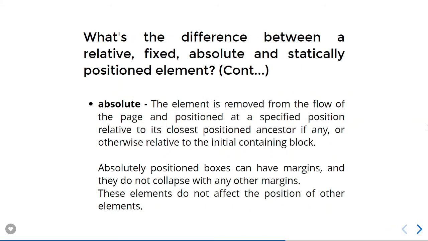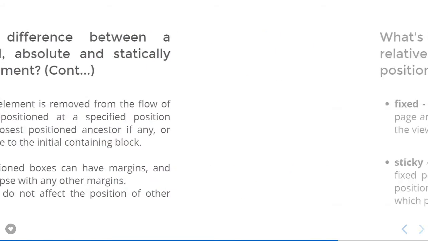Absolute. The element is removed from the flow of the page and positioned in a specified position relative to its closest positioned ancestor, if any, or otherwise relative to the initial containing block. Absolutely positioned boxes can have margins, and they do not collapse with any other margins. These elements do not affect the position of other elements.